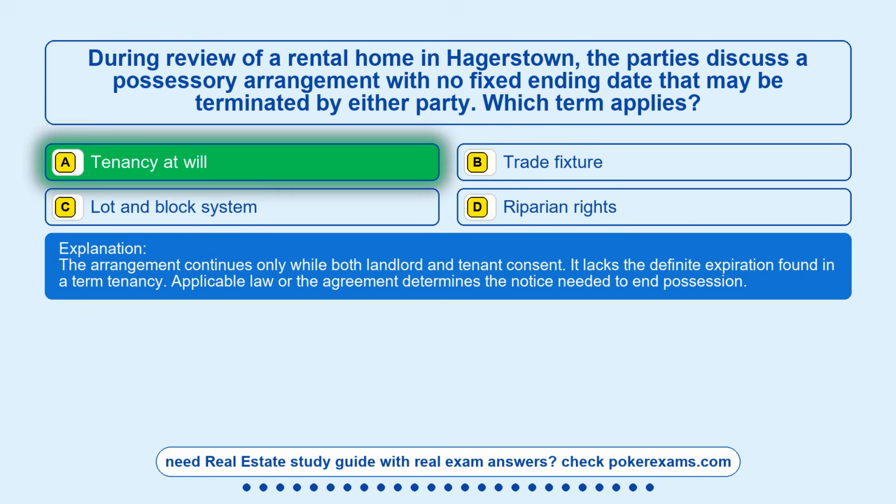The arrangement continues only while both landlord and tenant consent. It lacks the definite expiration found in a term tenancy. Applicable law or the agreement determines the notice needed to end possession.